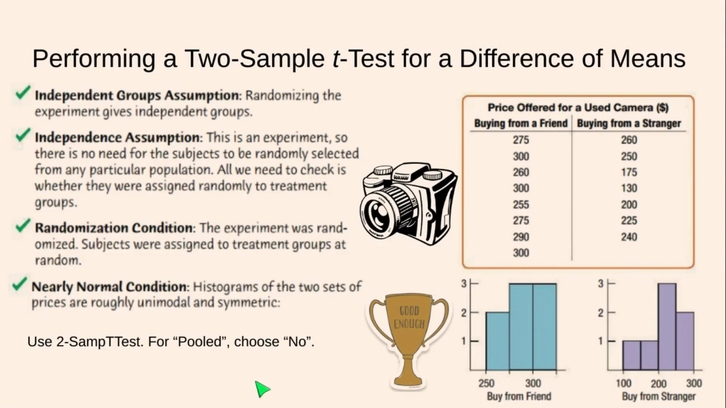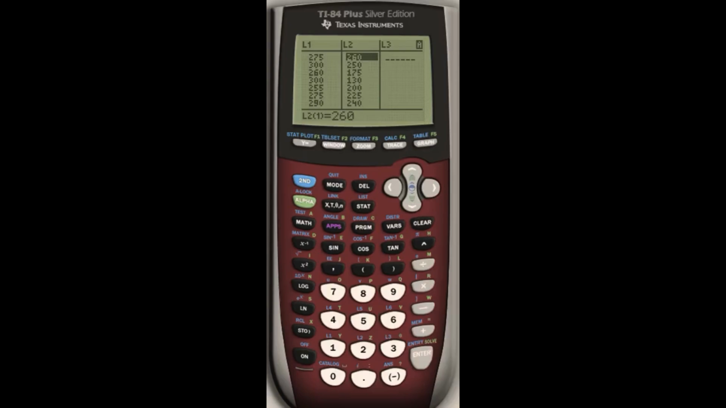Let's crack our knuckles and take care of this. We're going to use the two-sample t-test. For pooled, of course, we choose no. All right? Let's get to the calculator and get to work.